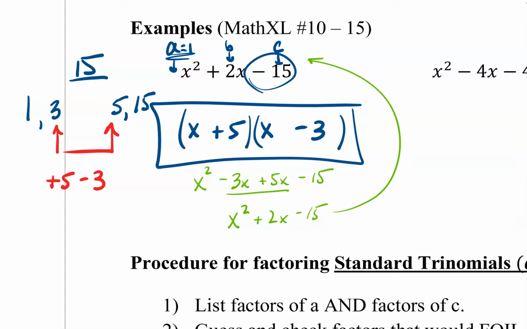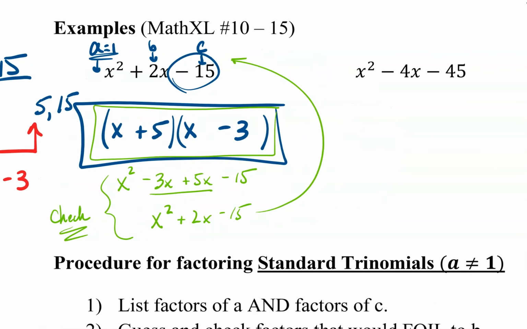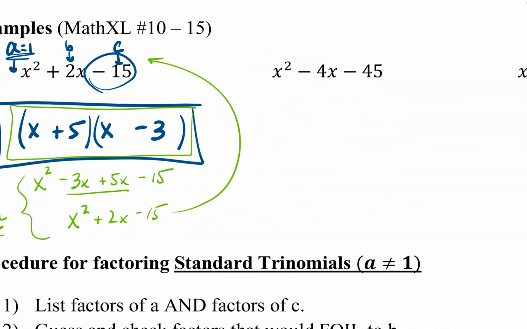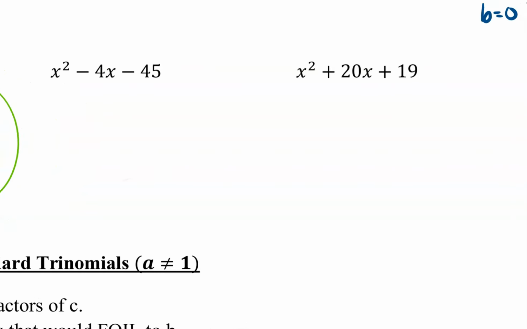Now, we don't have to do this step all the time. This is just shown here as a check to verify that this answer was the correct one. We would stop at the factored result. We don't need to FOIL them back together unless you're performing a check. So here's another example.